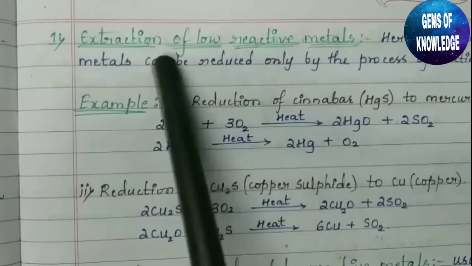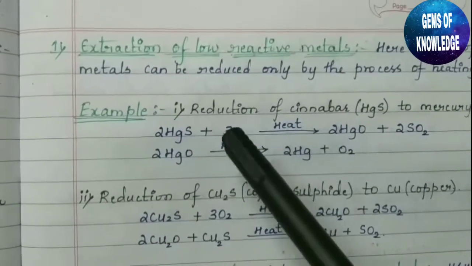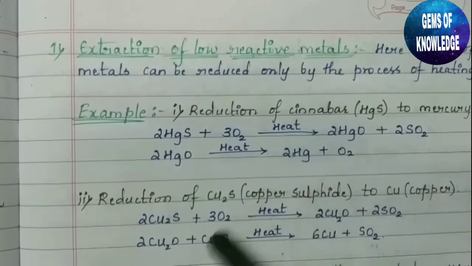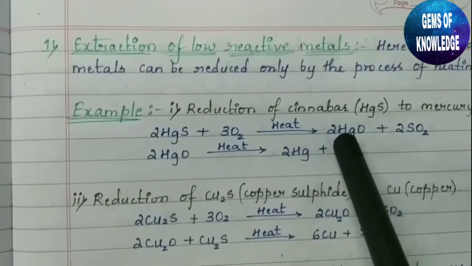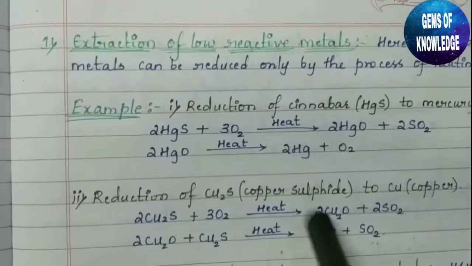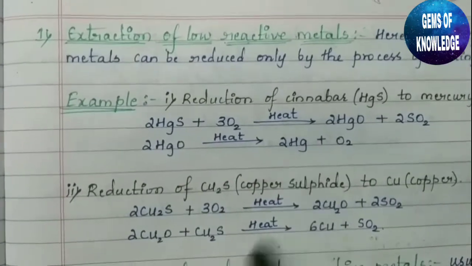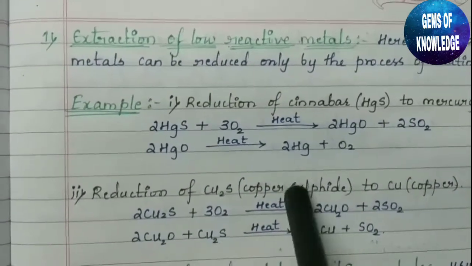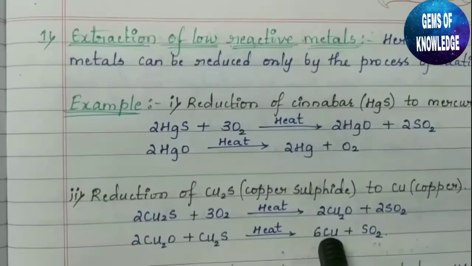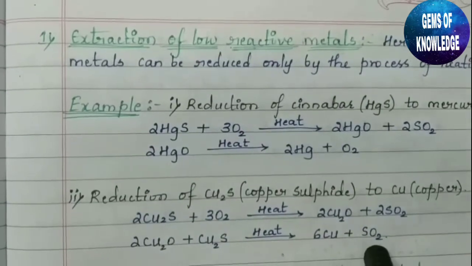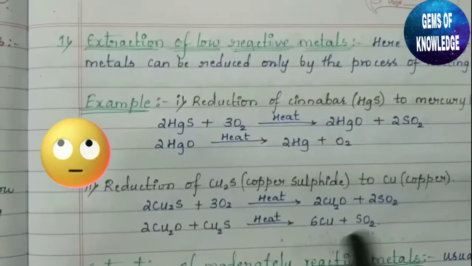This is how the extraction of low reactive metals can be done. The process changes slightly in the case of different types of metals. As you can see here, we get oxide ores. Similarly, we get oxide ore here, but when we heat this oxide directly, we get mercury. In the case of copper, we have to heat it with the copper sulfide itself to get the pure copper, and the remaining sulfur dioxide will be released. So this is in the case of low reactive metals.